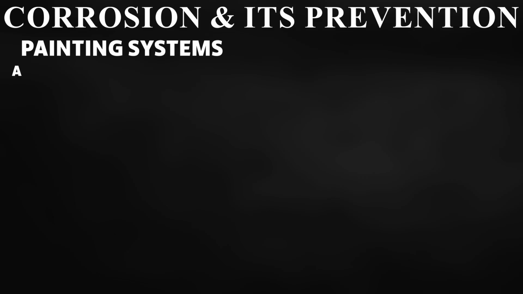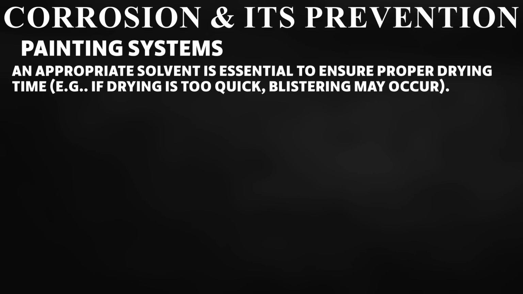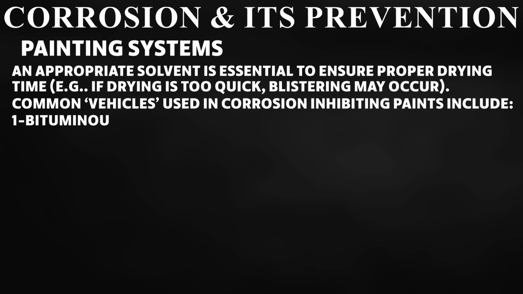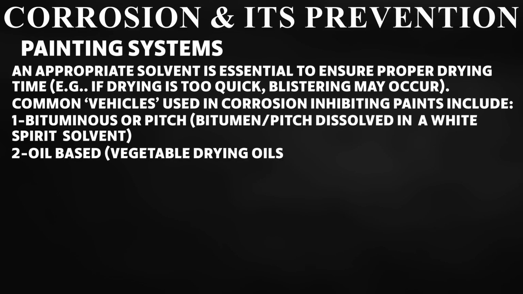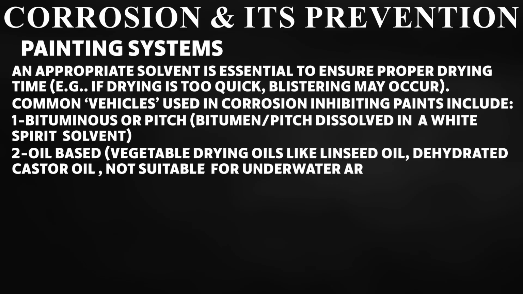Painting systems. An appropriate solvent is essential to ensure proper drying time; e.g., if drying is too quick, blistering may occur. Common vehicles used in corrosion-inhibiting paints include: 1. Bituminous or pitch, bitumen/pitch dissolved in a white spirit solvent. 2. Oil-based, vegetable drying oils like linseed oil, dehydrated castor oil, not suitable for underwater areas.